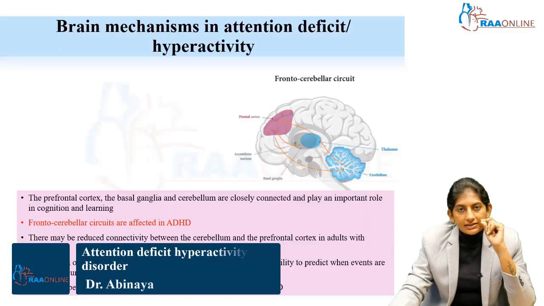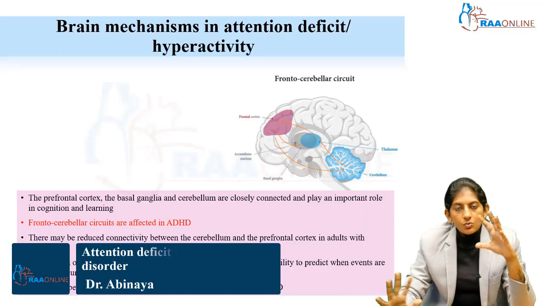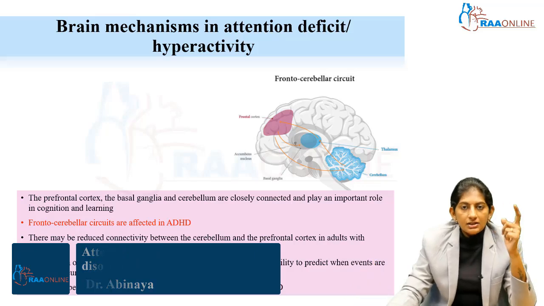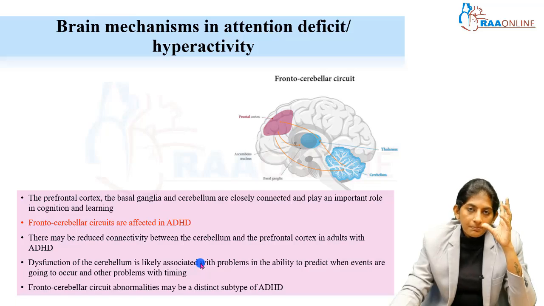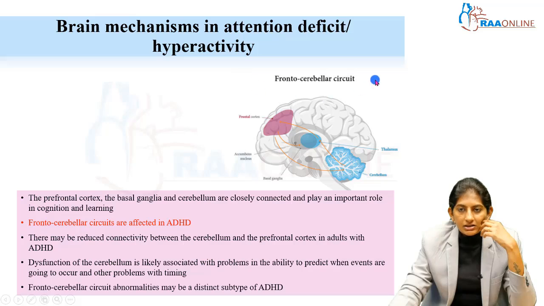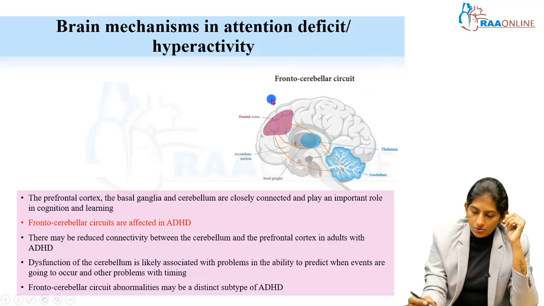So what exactly is the pathogenesis, or what happens in a child's brain, in a child with ADHD? Which part of this child's brain is affected? That is very important, isn't it? So just remember this one term, frontocerebellar circuit.